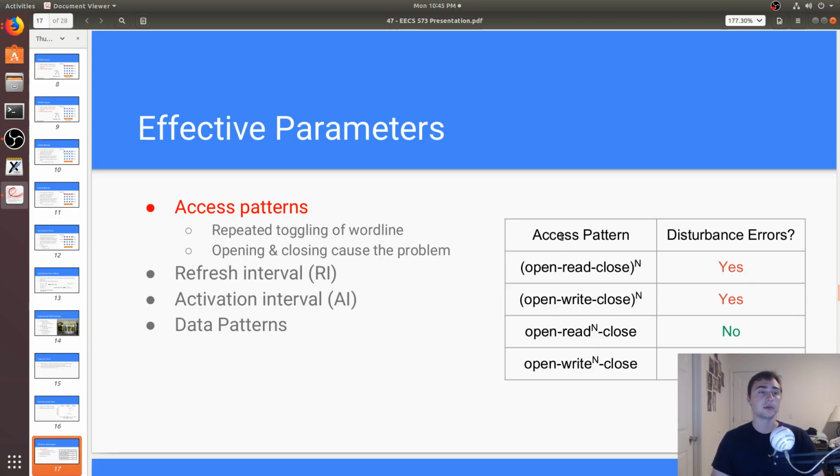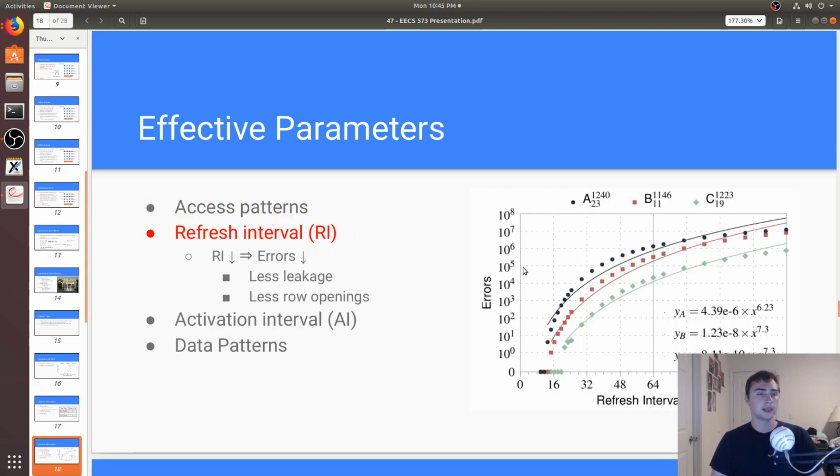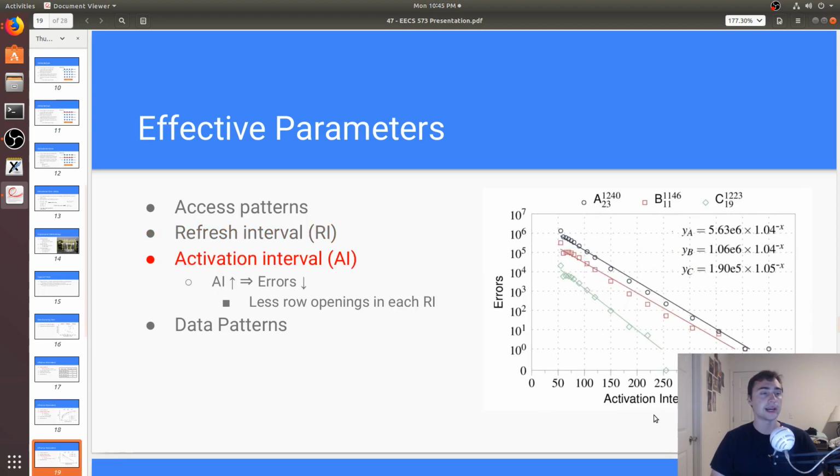So clearly it's a problem with the word line toggling. And so here we see the refresh intervals, right? Clearly, if the interval at which you're refreshing is a lot faster, so if you're refreshing very quickly, you're not going to see many disturbance errors because there's not enough time for all the charge to leak out. But as you make these intervals longer and longer, you'll see, of course, more and more errors.